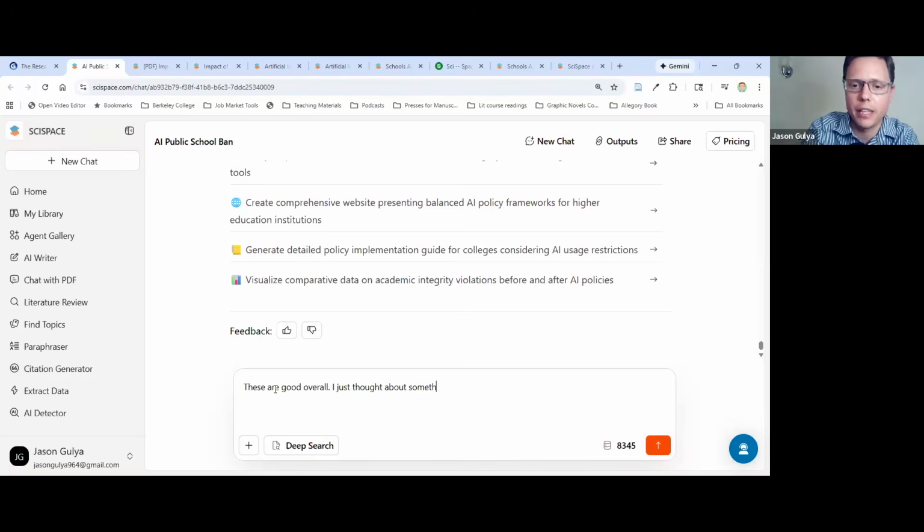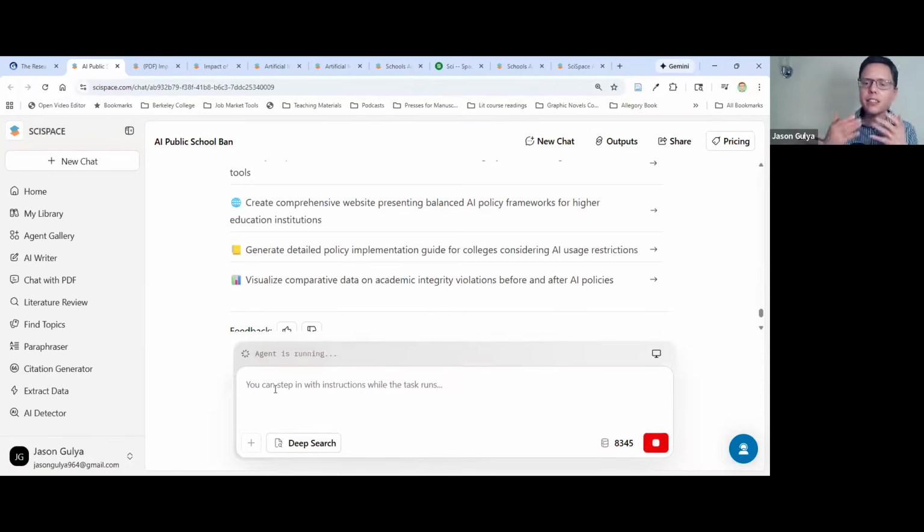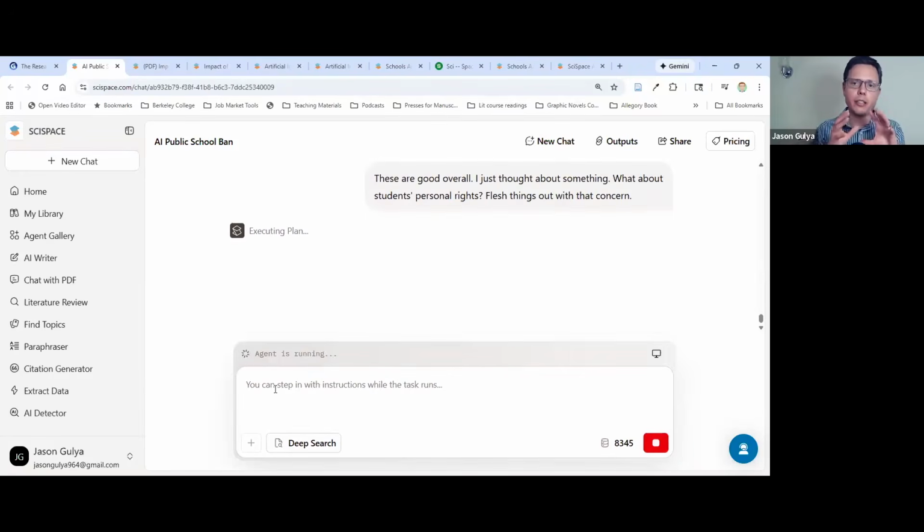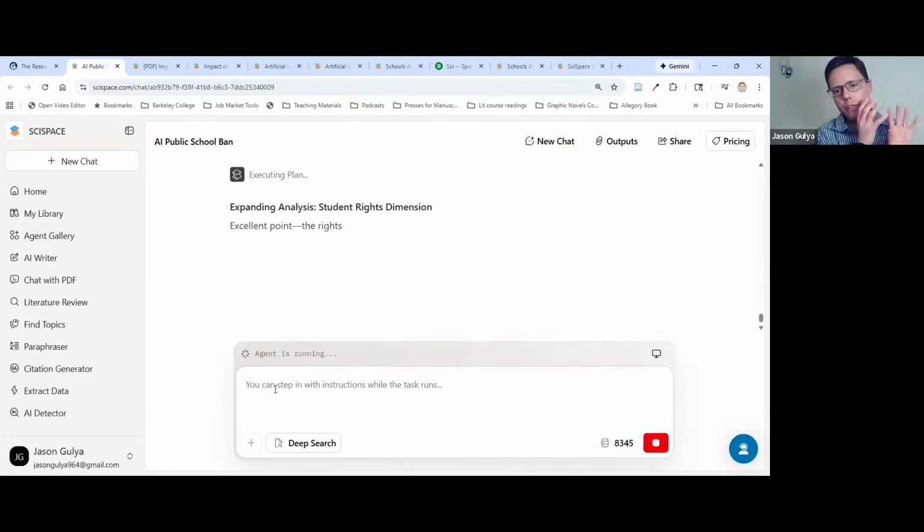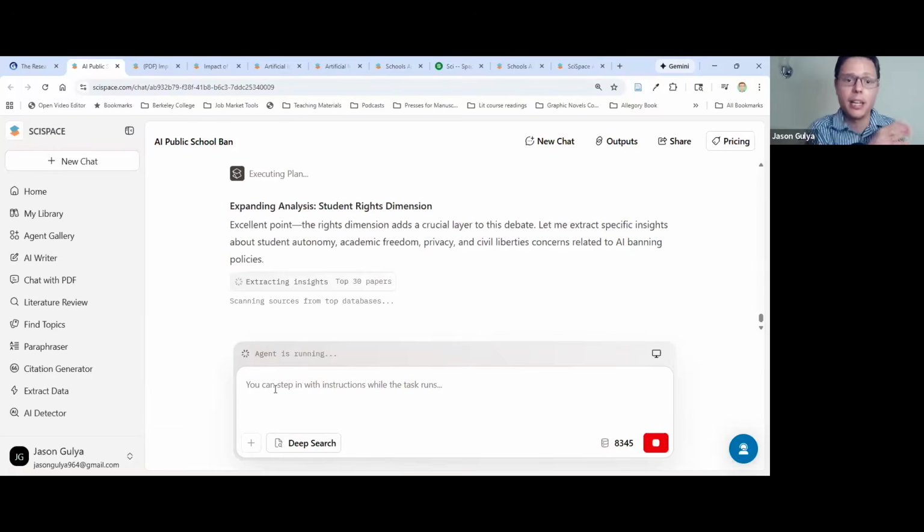I just thought about something. What about, and I'll just put something random here, students' personal rights. Flesh things out with that concern. And so here I might say, well, maybe that's a concern we missed. But what if people have written about it? This is where we can really engage with it critically. Here, what I'm doing is trying to figure out where the gap might be, and then how I can push it. I did this through deep research.